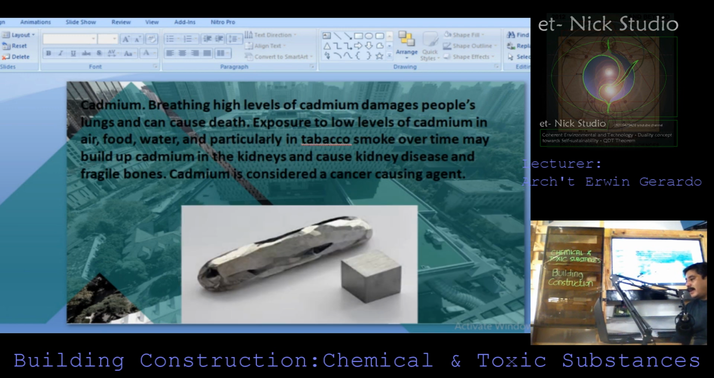Cadmium. Breathing high levels of cadmium damages people's lungs and can cause death. Exposure to low levels of cadmium in air, food, water, and particularly in tobacco smoke over time may build up cadmium in the kidneys and cause kidney disease and fragile bones. Cadmium is considered a cancer-causing agent.